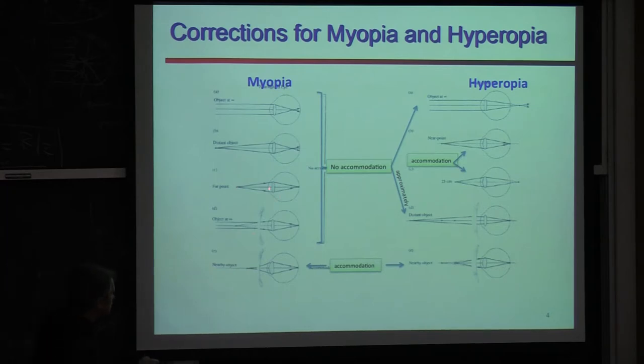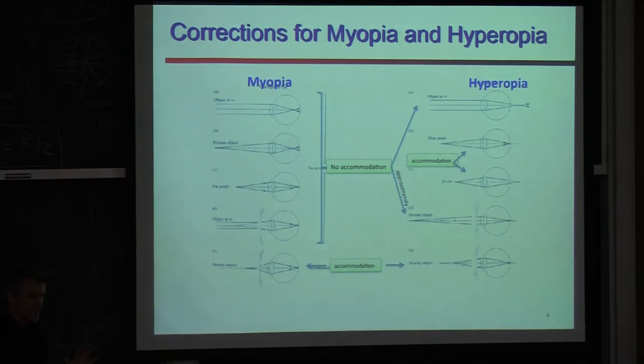Okay, now if I turn my lens on, if I turn the muscle on, then I can actually see much nearer. So I would have a near point that is very close to the eye, much closer than 25 centimeters. And that would be my tuning range.